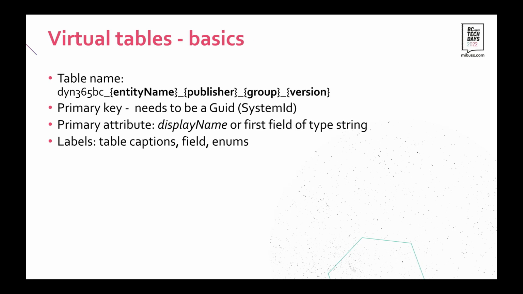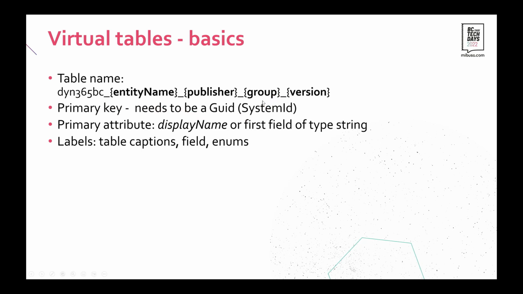Some of the basic stuff, how do we generate this virtual table? There's a special schema name convention. In Dataverse, you always have the prefix for your custom entities, and we use the Dyn365BC prefix for every virtual table we generate. And then we append the API page entity name, the publisher, the group, and version, so that it's going to be a unique schema name.